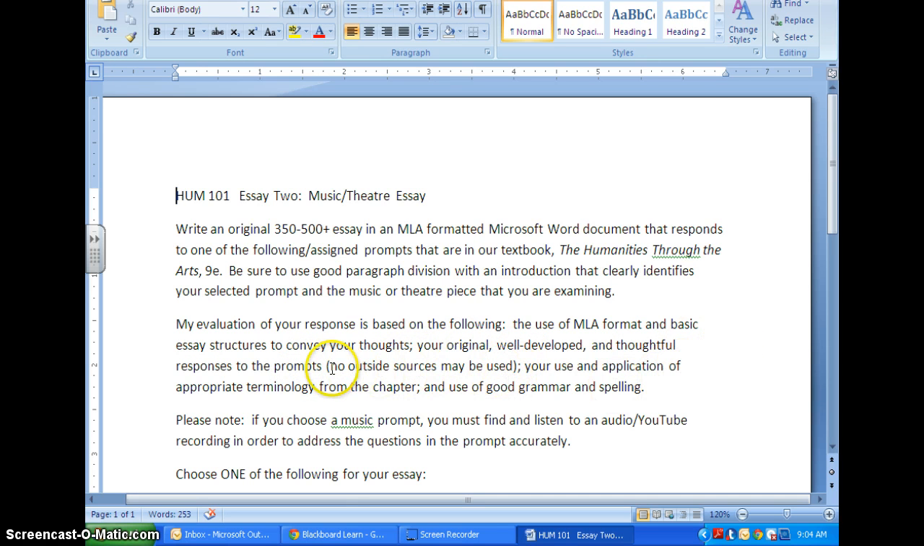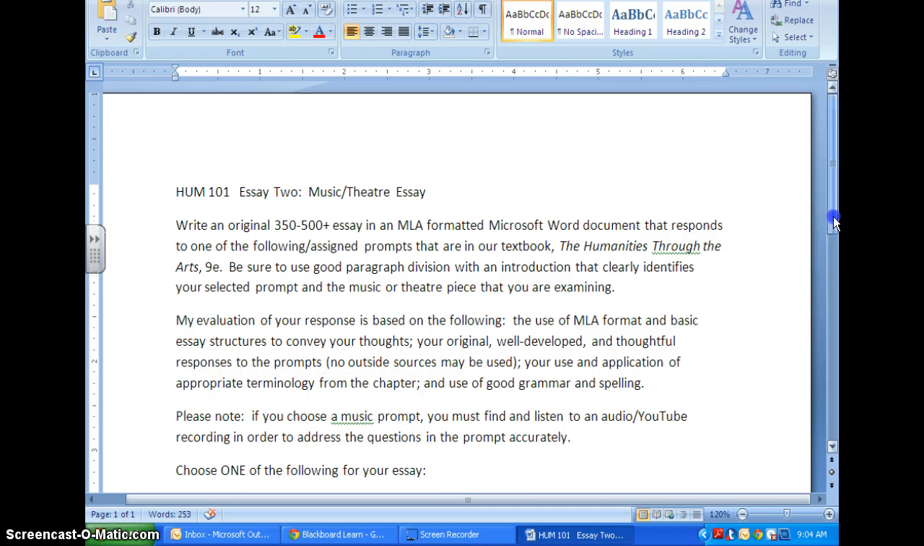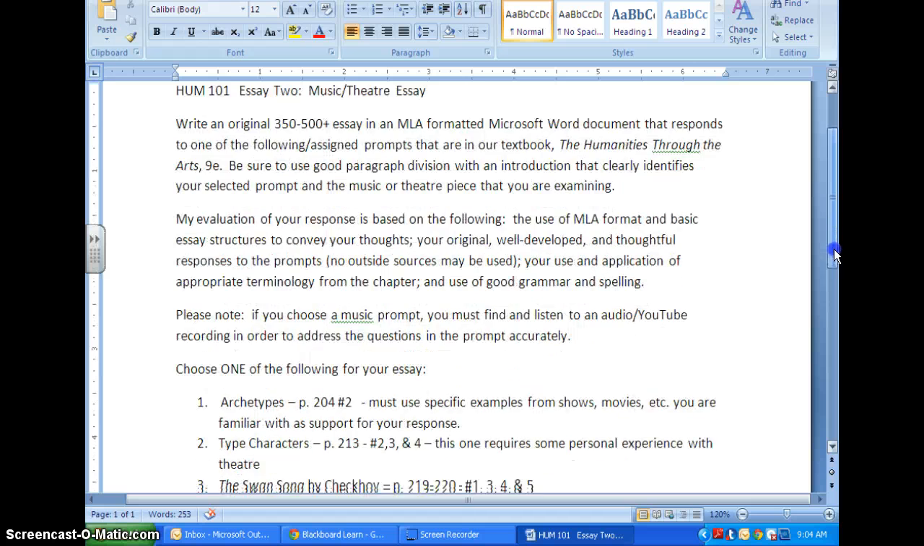It's not go out and find out what Wikipedia says. This is about you processing a particular aspect of a piece of music or theater based on our study. And so it has to be original. Your use and application of appropriate terminology from the chapter and the use of good grammar and spelling.